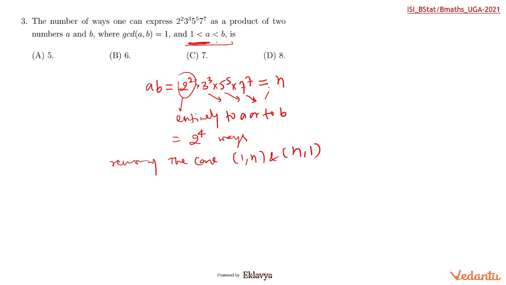In order to follow this condition, for A less than B, the smaller number should be A in the ordered pair. So the answer to this question must be 2 raised to the power 4 minus the 2 above cases, divided by 2. This is 16 minus 2, 14 by 2, that is 7. So the answer to this question must be C. Now coming to question number 4.